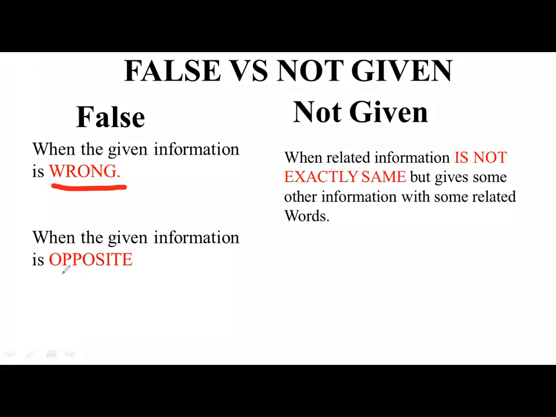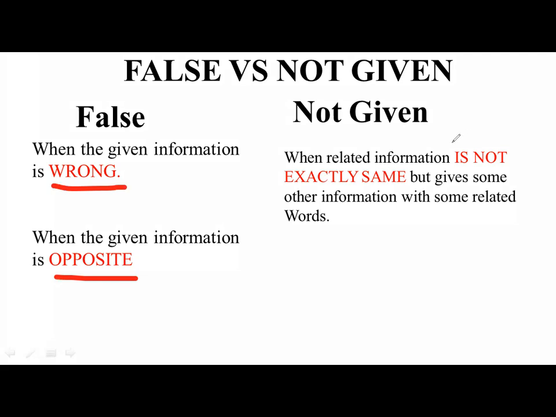And the second thing is the information is opposite, quite a contradiction. For instance, big and small, opposite; boring and exciting, opposite; easy and difficult, opposite; old and young, opposite. If the question says it has more, but the text says it has less, you will say more and less are opposite, so I will say it is false.